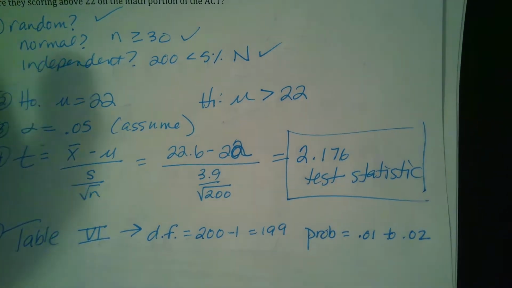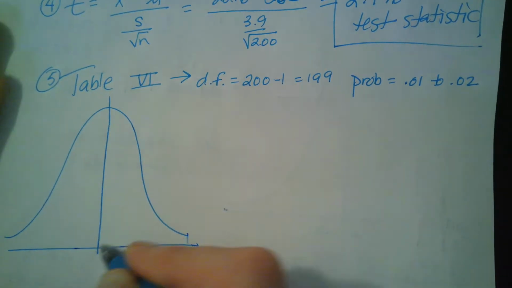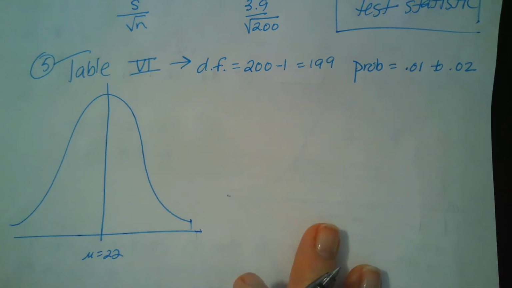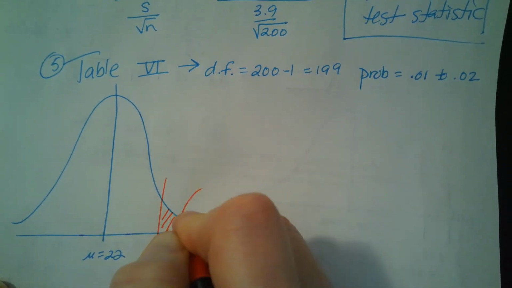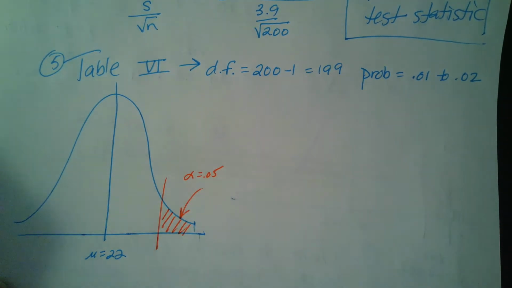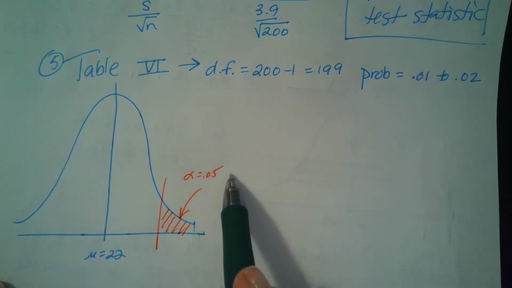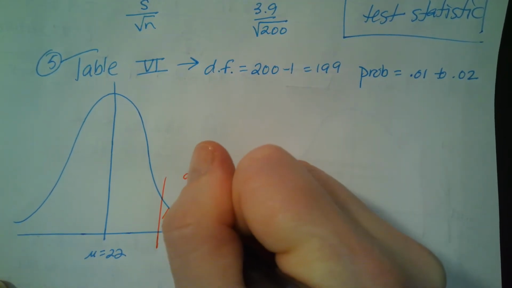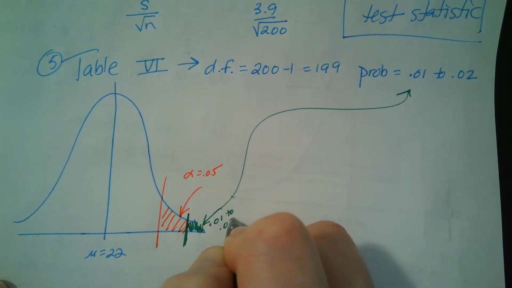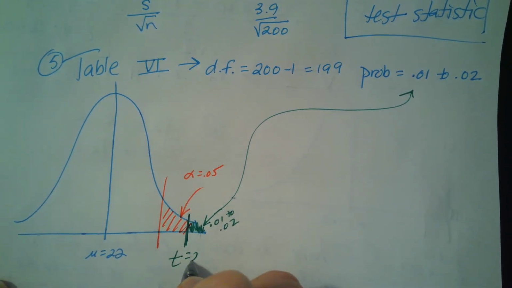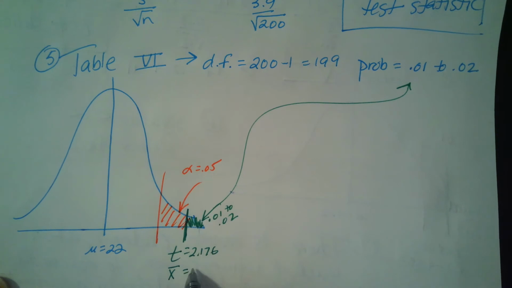So when we go back to making a picture, let's look at a picture of what we have so far. We know on average, people will score 22 on the ACT. We know that the reject zone is going to be 5%. We need to find our test statistic and plop it in here in our graph. Since our probability is less than this, the area is going to be smaller. This area right here, which is my p-value, is only between 0.01 to 0.02, somewhere in that range. Because my t is 2.176, or 2 standard deviations away from the average, which means I have an x-bar of 22.6.